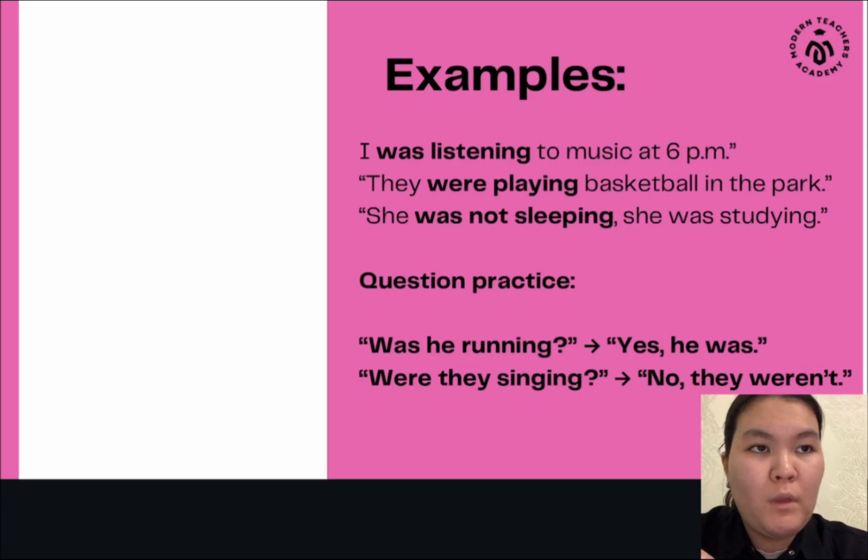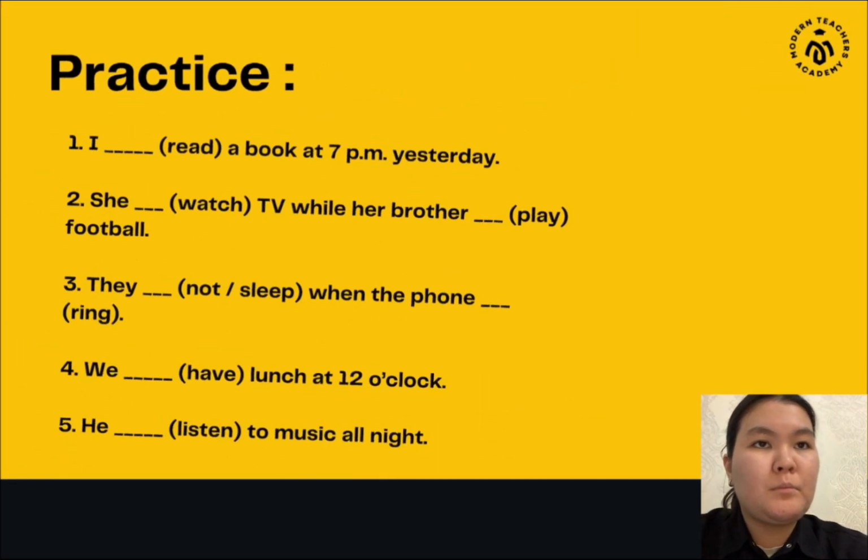And also how we answer the questions. Let's talk about the first sentence. Was he running? If he was running, we answer yes, he was. Were they singing? If they weren't singing, we answer no, they weren't.